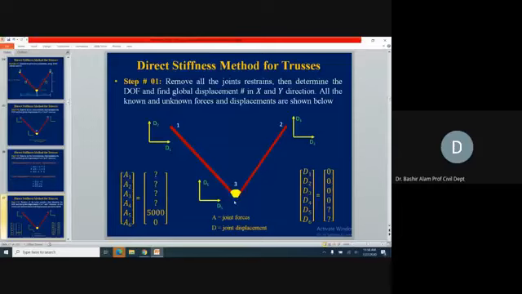This means that where the displacement is unknown, the forces are known, and where the displacements are known, which are 0, the actions are unknown. A simple relation.